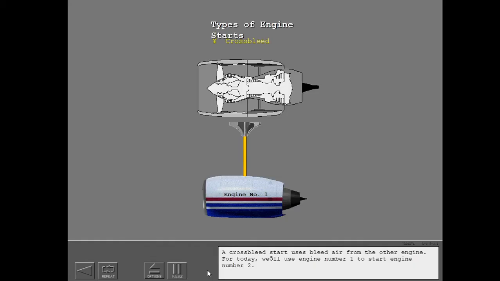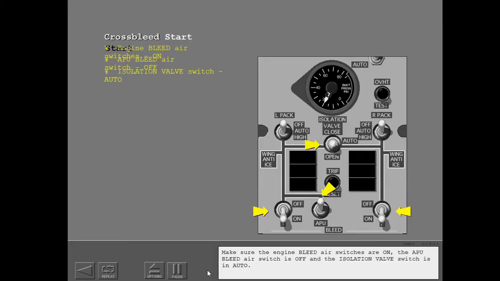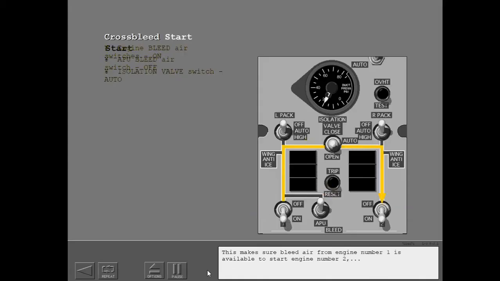A cross-bleed start uses bleed air from the other engine. For today, we'll use engine number 1 to start engine number 2. Make sure the engine bleed air switches are on, the APU bleed air switch is off, and the isolation valve switch is in auto. This makes sure bleed air from engine number 1 is available to start engine number 2, and the APU is isolated from the high start pressure.